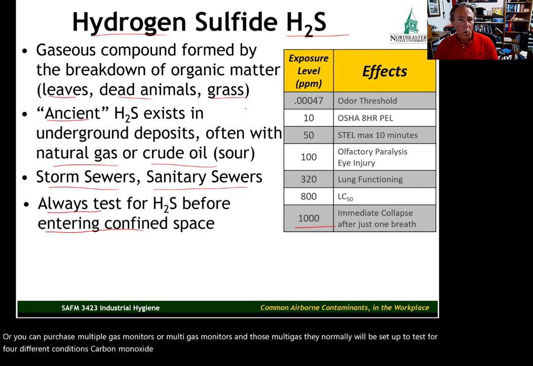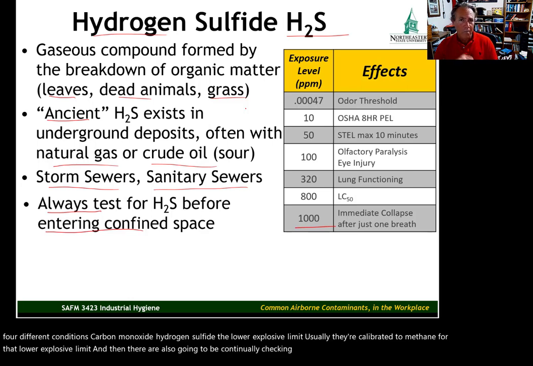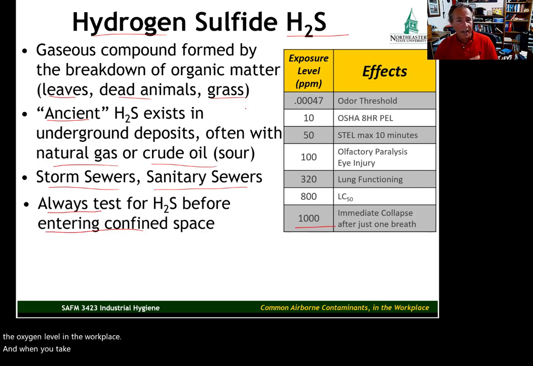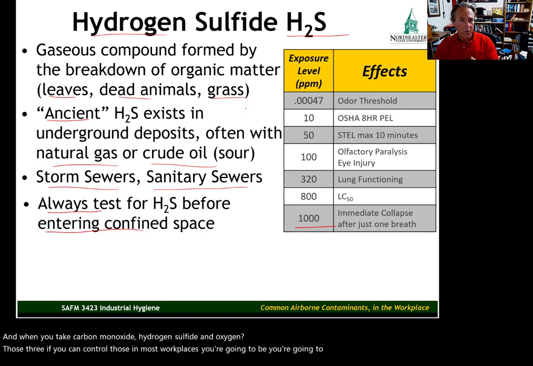And those multi-gas monitors, they normally will be set up to test for four different conditions: carbon monoxide, hydrogen sulfide, the lower explosive limit. Usually they're calibrated to methane for that lower explosive limit. And then they're also going to be continually monitoring the oxygen level in the workplace. And when you take carbon monoxide, hydrogen sulfide, and oxygen, those three, if you can control those in most workplaces, you're going to be ahead of the game.